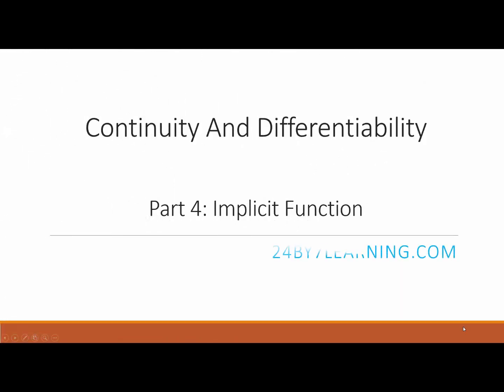Hi there. In our last section, you learned what a composite function is and how to find the differentiation of a composite function. In this section, you are going to learn what an implicit function is and how to differentiate the implicit function. So, let's begin.